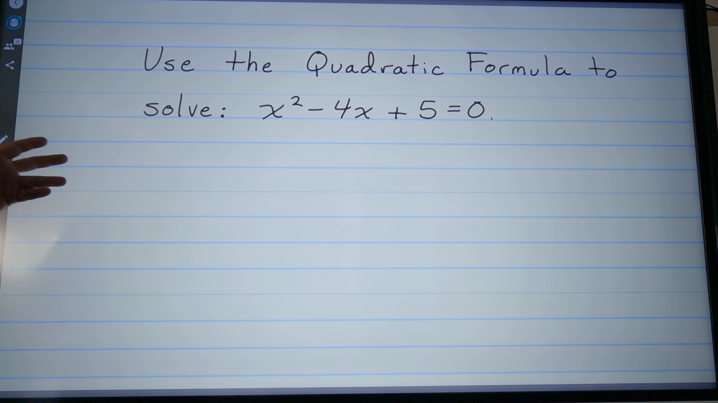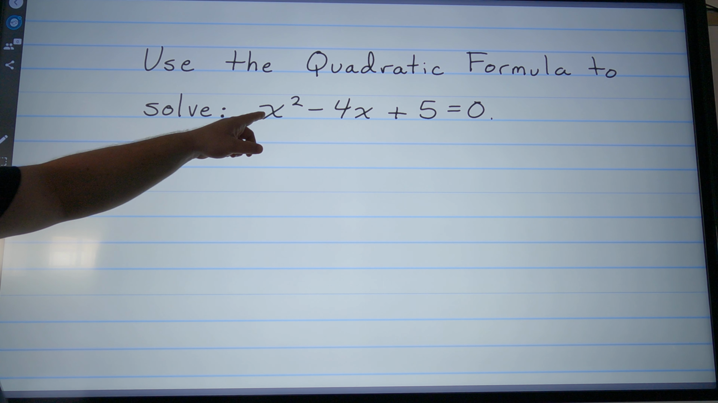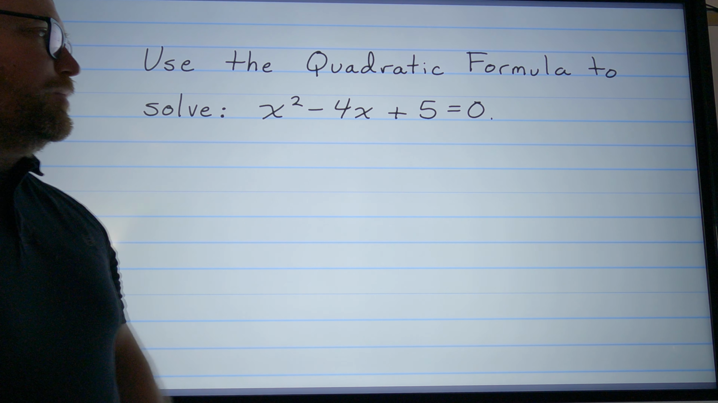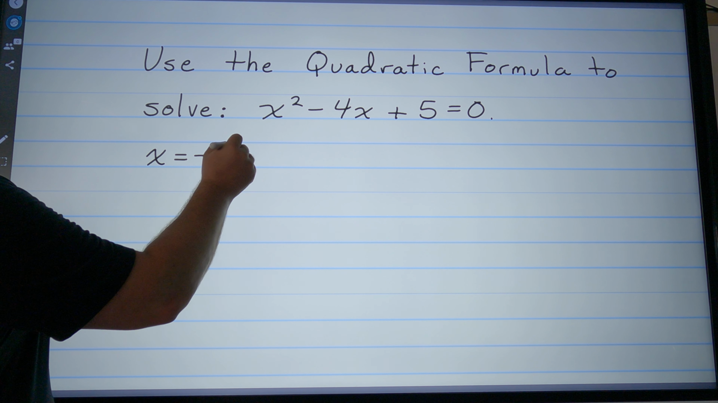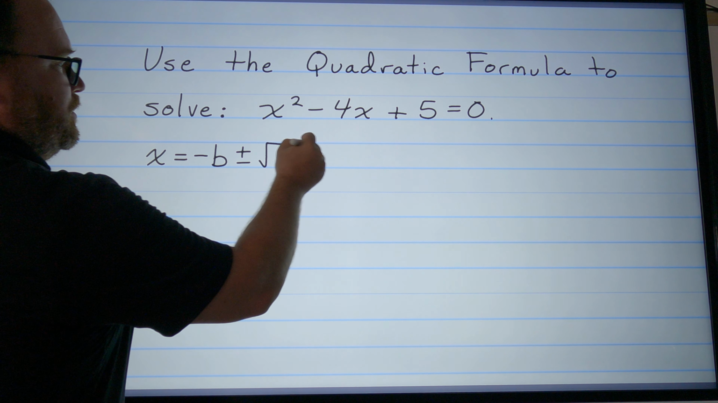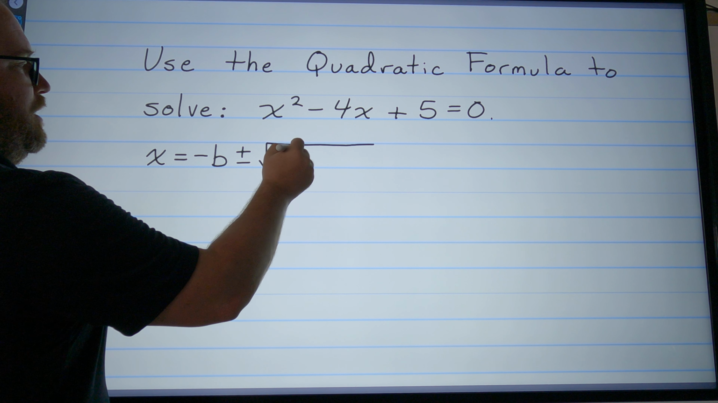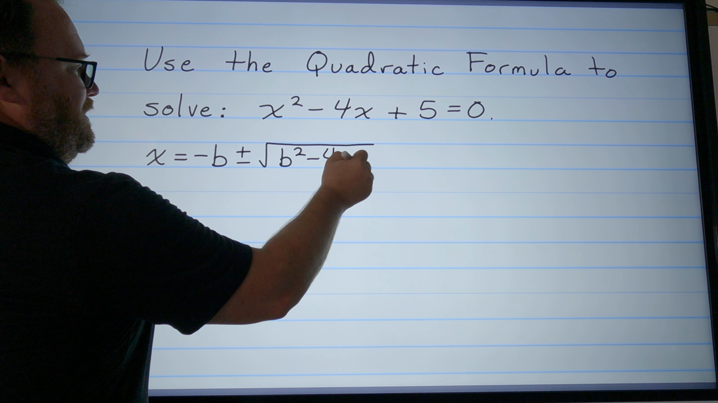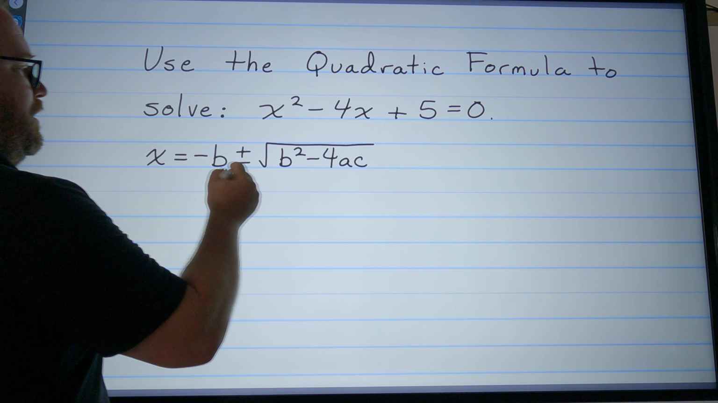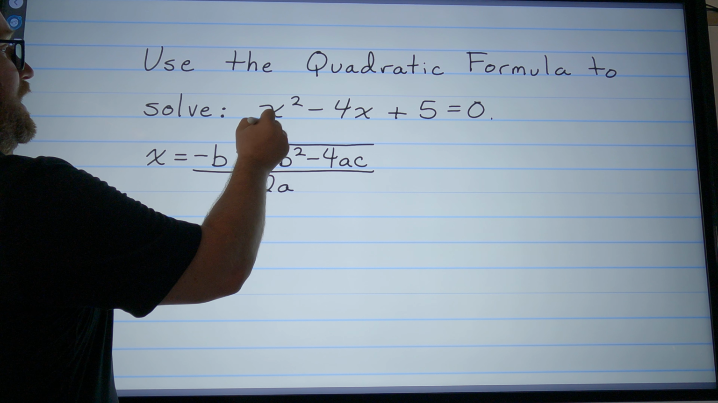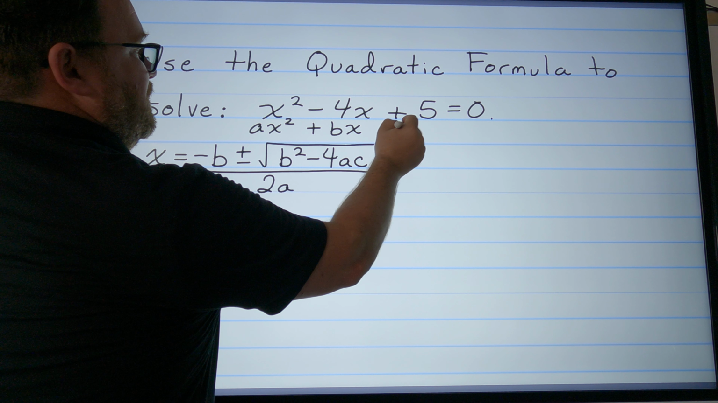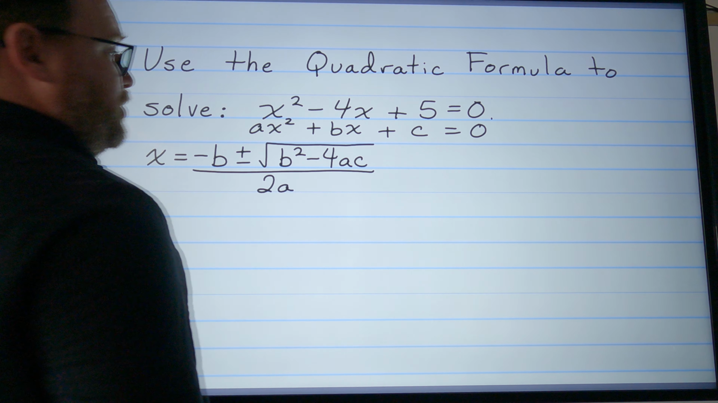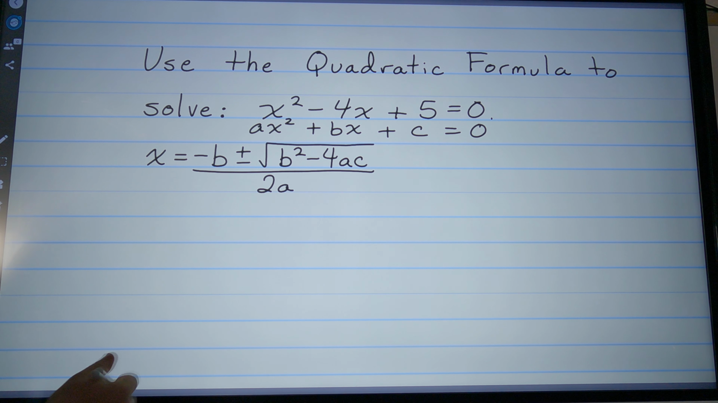All right, in this problem, we're going to use the quadratic formula to solve x squared minus 4x plus 5 equals 0. Now the quadratic formula is x equals negative b plus or minus the square root of the discriminant, so b squared minus 4ac, all over 2a. And this is for a quadratic of the form ax squared plus bx plus c equals 0, which ours is in. So we can quickly identify a, b, and c.